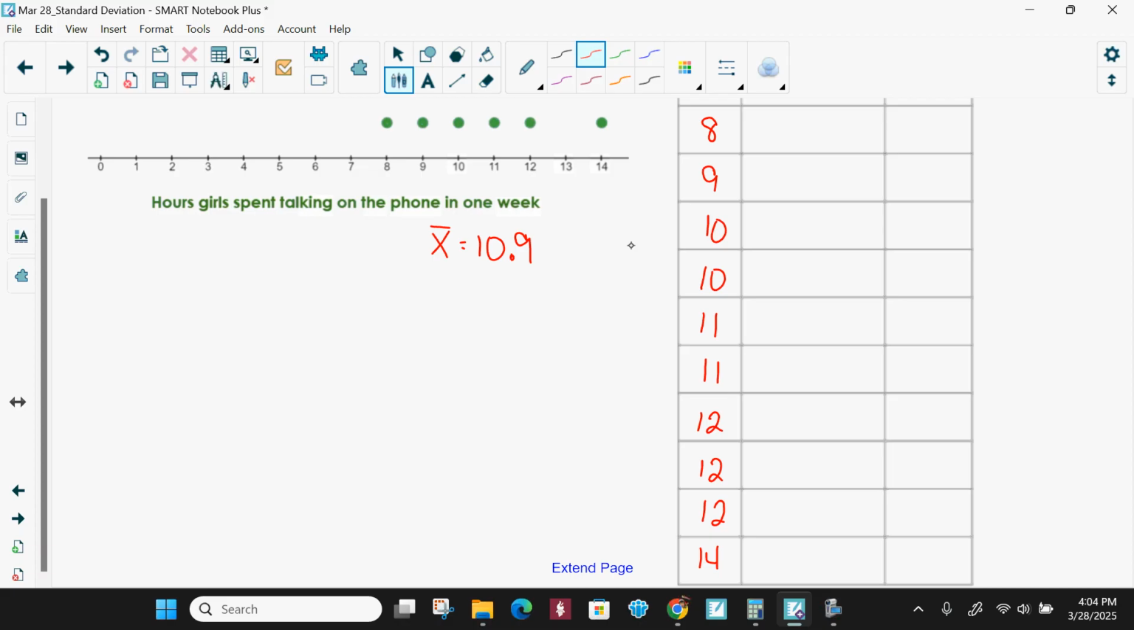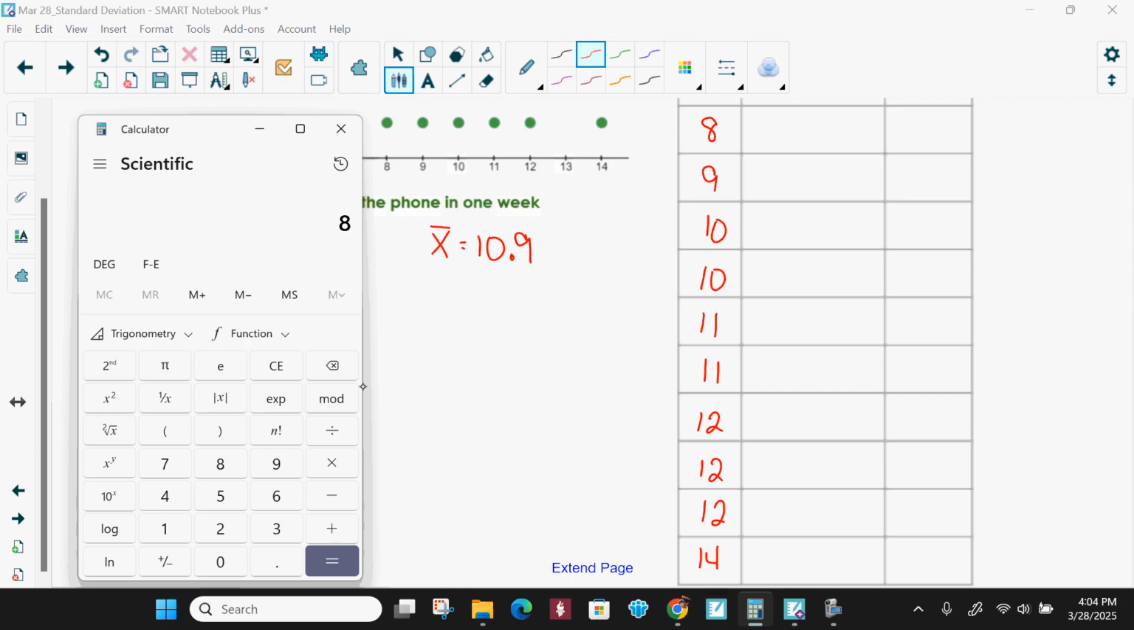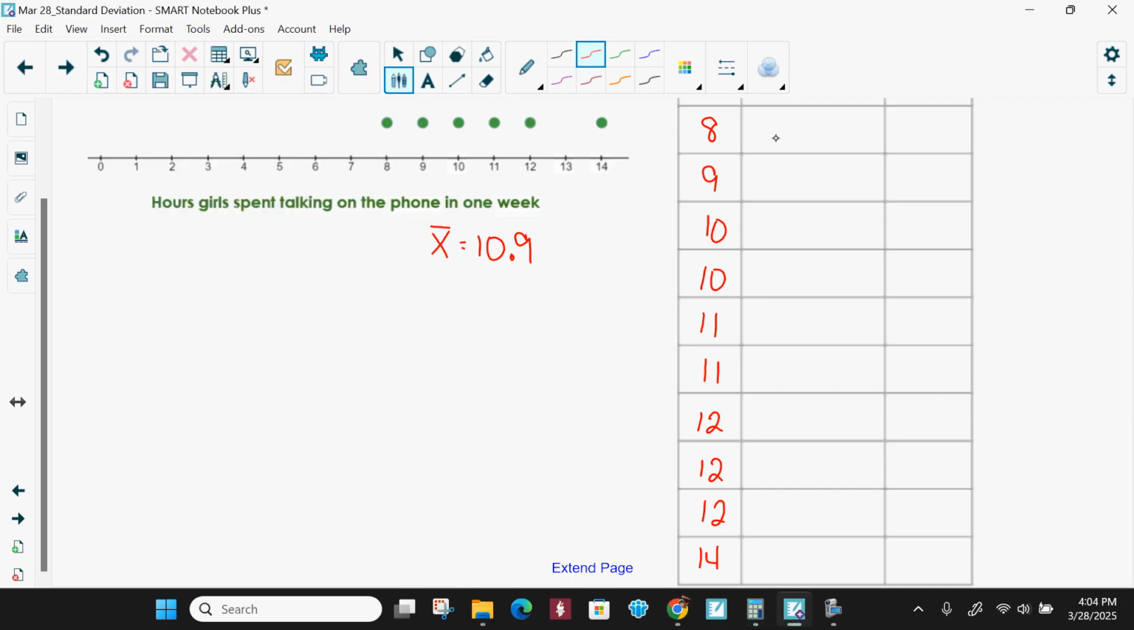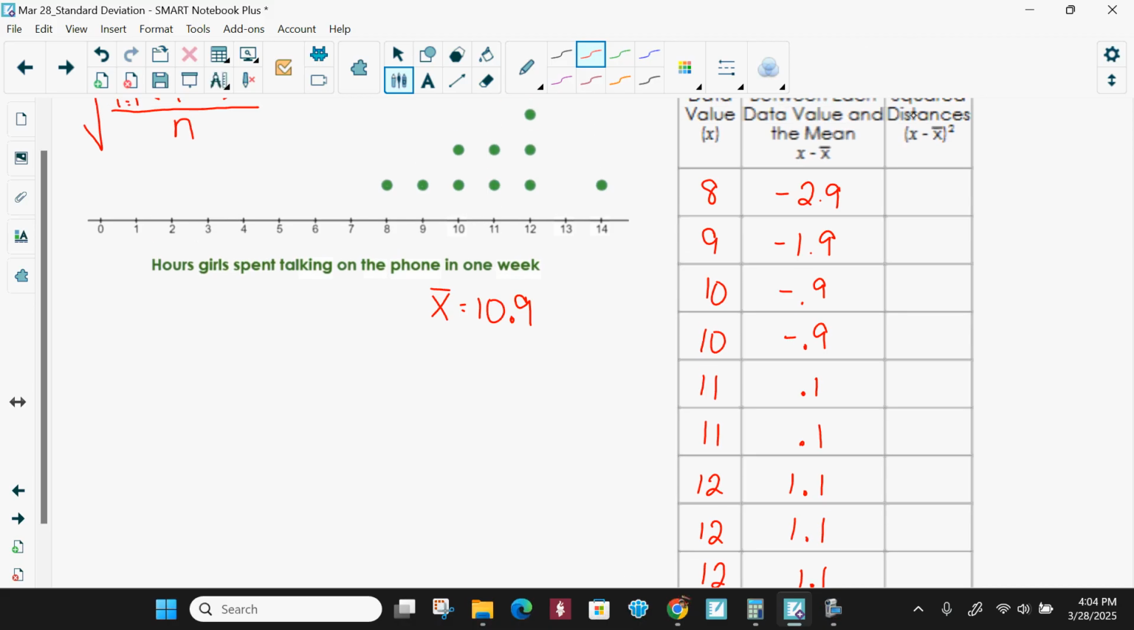Okay, now each of these numbers is going to be subtracted by the mean. So if we subtract 8 by the 10.9, you get negative 2.9. Then from 9, that's negative 1.9. 10 is negative 0.9, and we do that twice. 11 is 0.1. 12 is 1.1. And 14 is 3.1.